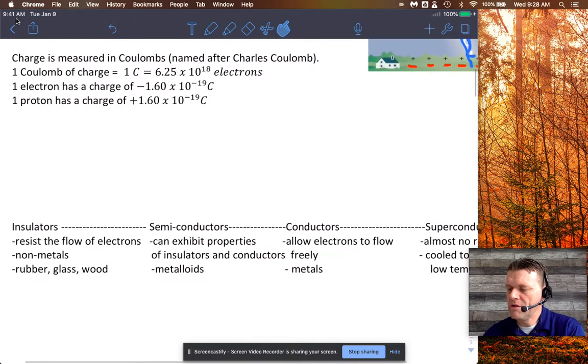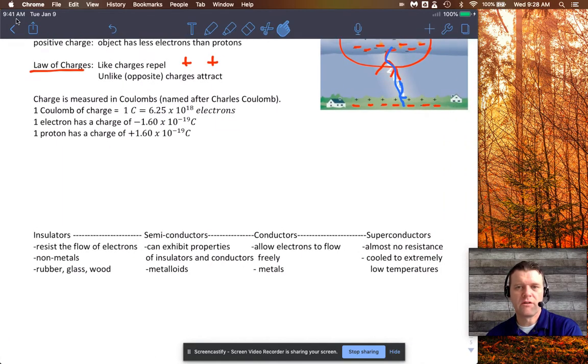What's worth reminding you about again are different kinds of materials, because you'll see this come into play as we look at electric fields.